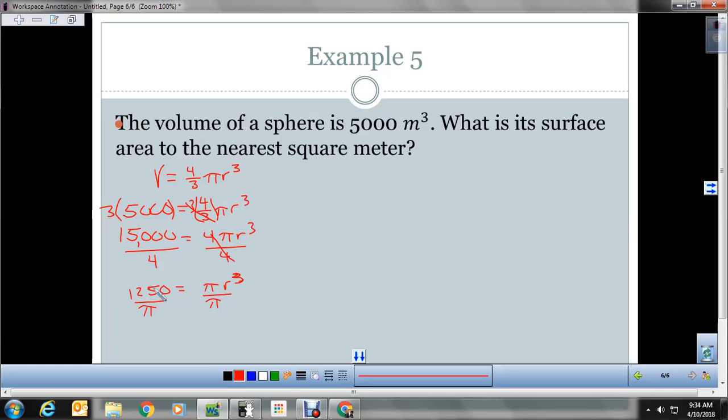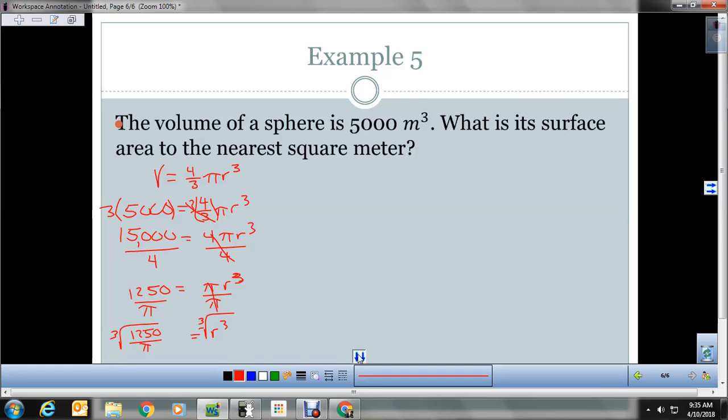Now I realize that pi is not going to go into this evenly, so I'm going to leave it like this for right now. So the radius cubed is equal to 1250 divided by pi. So what I want to do is, if this was radius squared equal to this, I would take the square root of both sides. Well, when something's cubed, we have to take the cube root, which means there's a little 3 up here in our radical. So the cube root of both sides.